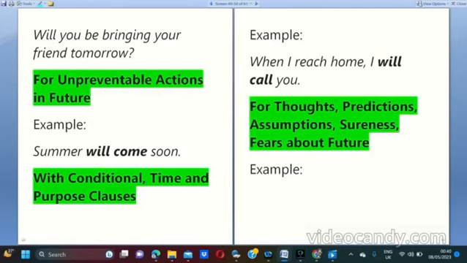Next, for unpreventable actions also. Summer, we can't prevent summer. We humans cannot prevent any actions in this universe; only God prevents actions in the future. Unpreventable actions: summer will come soon. You can't stop it. It comes and goes away. Next, another season begins.